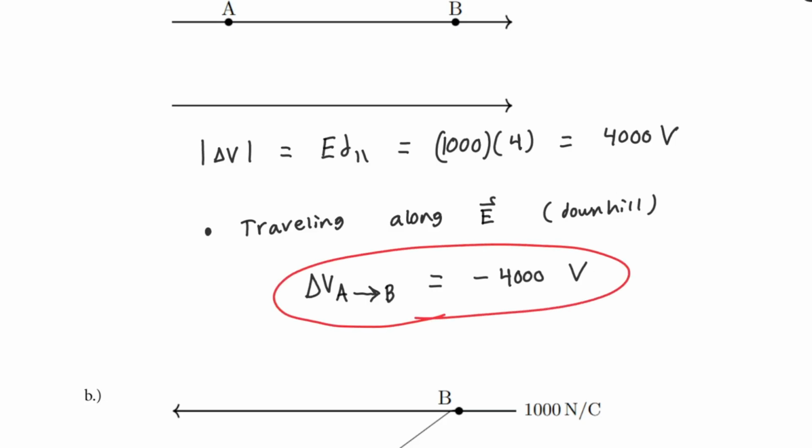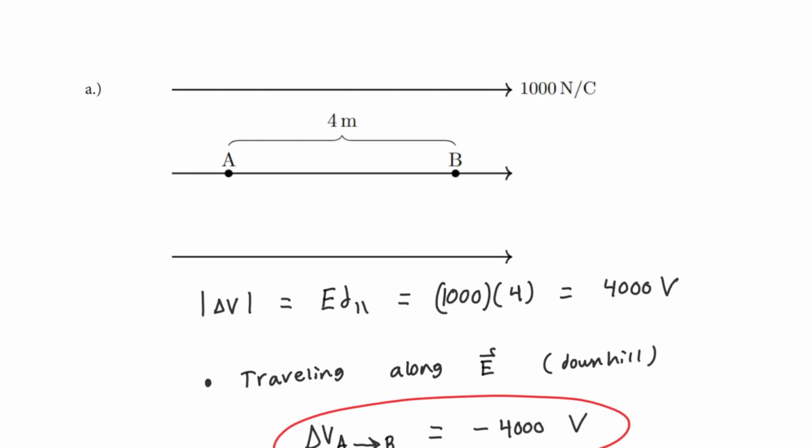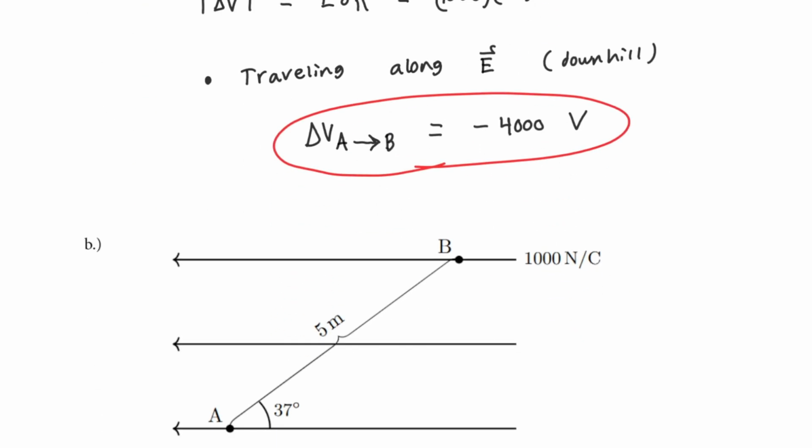And again, here's a quick way to think about it. If we use the source and sink rule, we know that negative charges are sinks. So wherever the field line is pointing to, it's going to be negative in comparison. So we know that the negatives are to the right. So this would mean that our potential gets lower as we go to B. So it is a decrease.